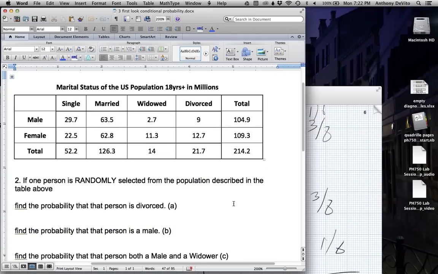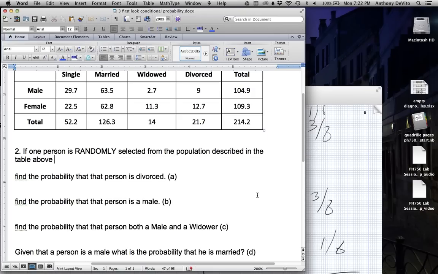Okay, what's the probability that a person in this population is male? Just give me the fraction. It's 104.9 over 214.2. That's the number of males in the population over the total number of people in the population. That's the probability that you randomly select a male person.